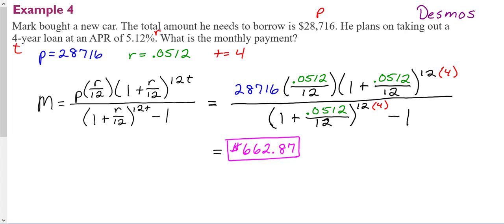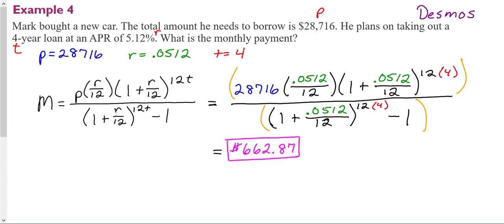Now, you can use a graphing calculator like the TI-84. If you choose to use that graphing calculator, make sure that you put an extra set of parentheses on the top and on the bottom, so that way it forces it to solve the top completely and the bottom completely before it divides the two.